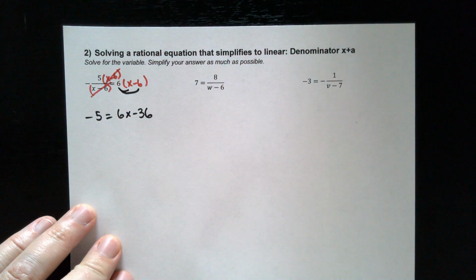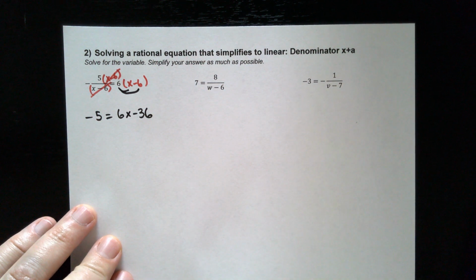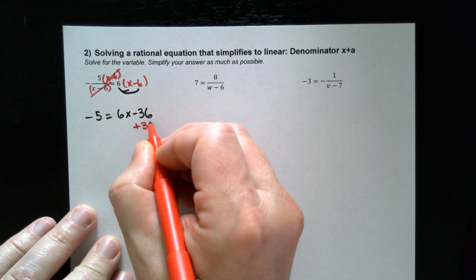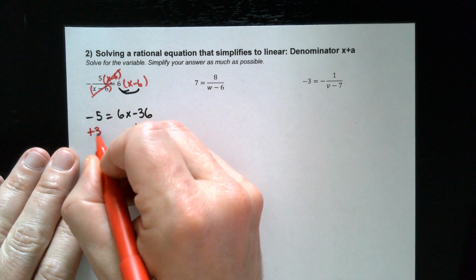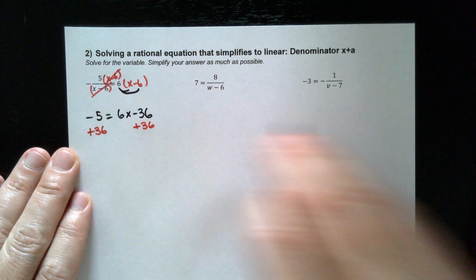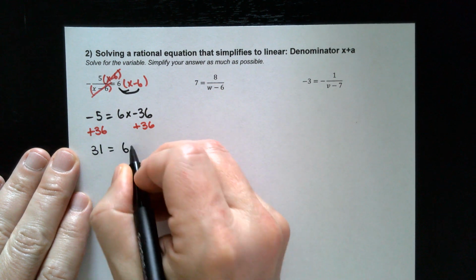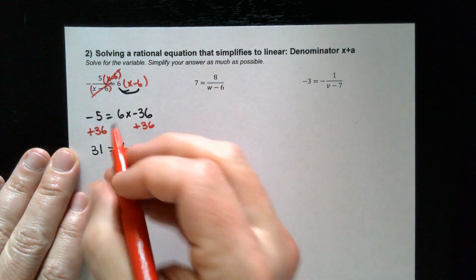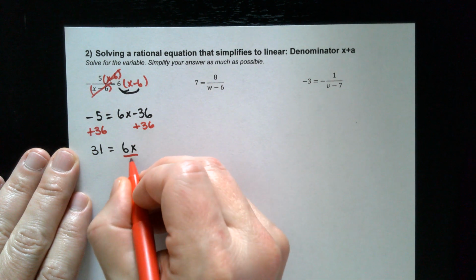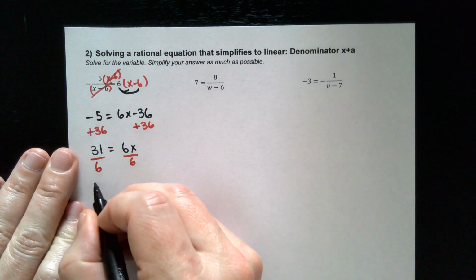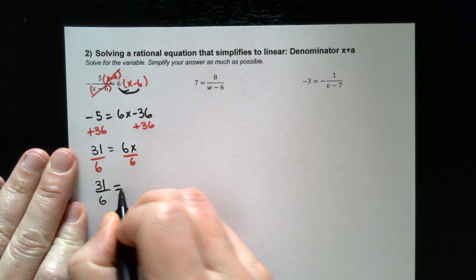Okay, so I still need to get x by itself, so remember to get rid of the thing that's not touching it first. So there's a 36, do the opposite, so add a 36. 36 minus 5 is 31. Okay, and then I'll get rid of the thing that is touching the x, which is a 6, so I'll divide it since it's being multiplied. And we get 31 over 6 equals x.